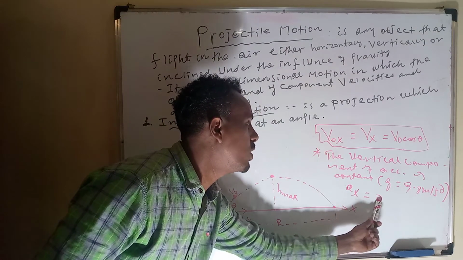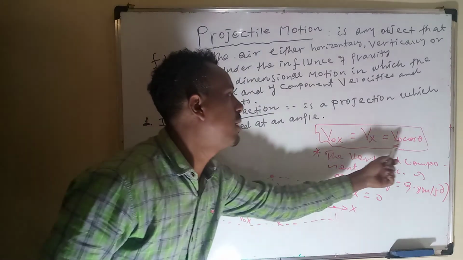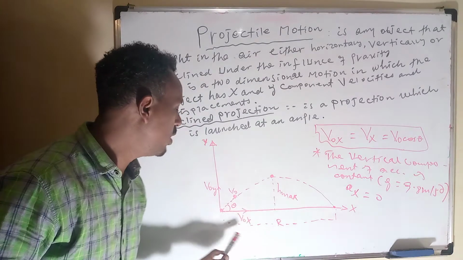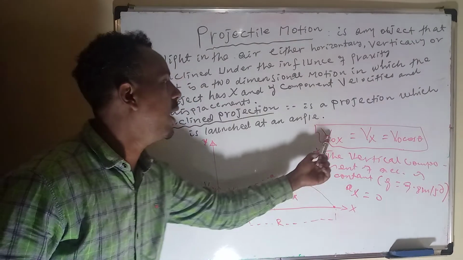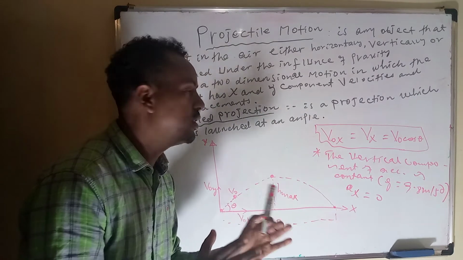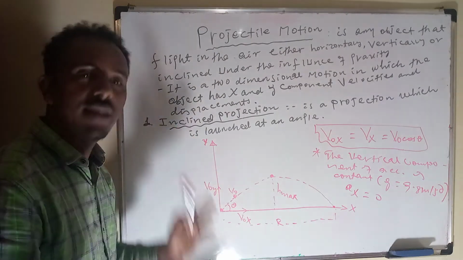Whereas acceleration along x-axis is 0 because velocity is constant, so acceleration will be 0. Final velocity and initial velocity are equal, and acceleration is change in velocity, so acceleration along x-axis is 0.